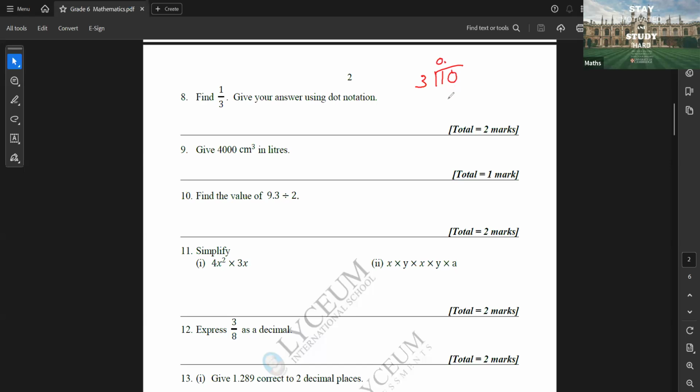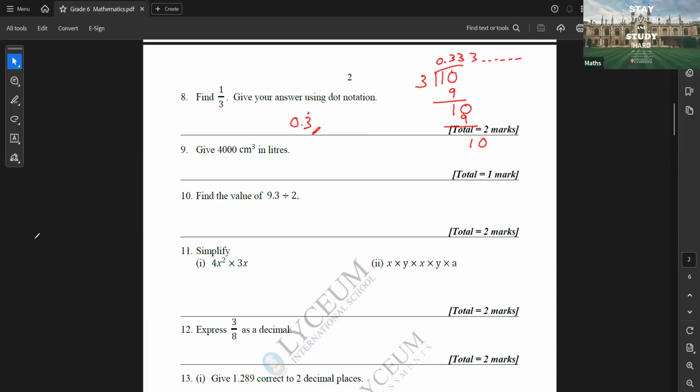3 times 3 is 9. So remaining 1, again 10. For 10, 3 times 3 is 9. Again 10. So it's a continuation. It is continuous. We call these recurring decimals. So you have to write 0.3 and keep a dot above it, which means it's a recurring decimal. The 3 continues. That's the answer with dot notation.